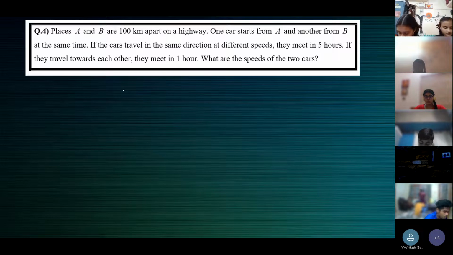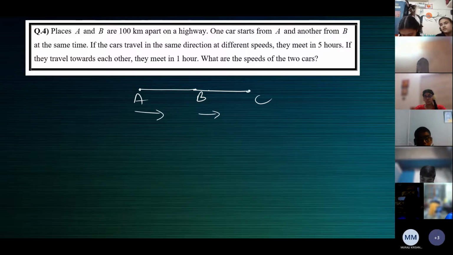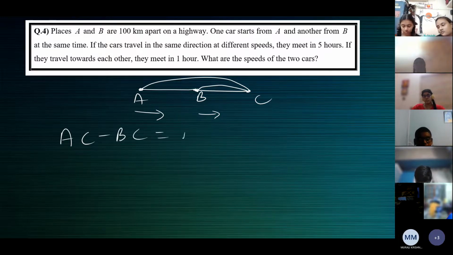See, I'll tell you again. When the cars travel in the same direction, this is A, this is B, and this is C. The cars are traveling in the same direction. This car in 5 hours from here, it comes here. This car in 5 hours from here, it comes here. Now we know from this line segment that AC minus BC is equal to AB.